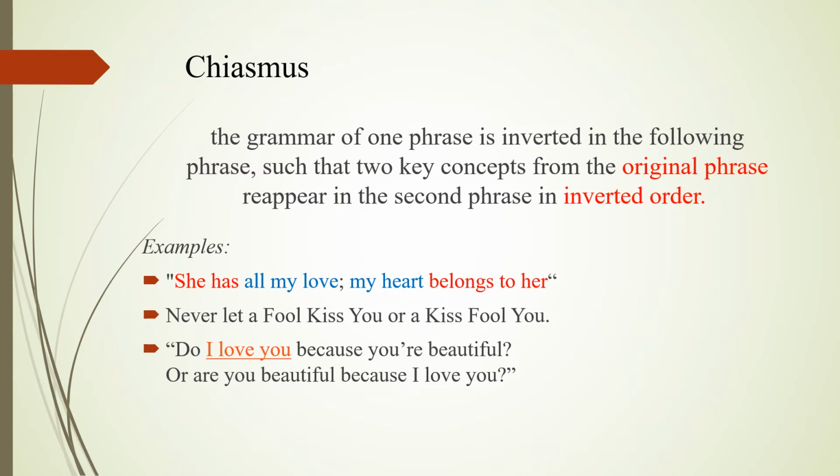Halimbawa, she has all my love. My heart belongs to her. Yung she has means possession o pagmamay-ari. Belongs pertains to pagmamay-ari. All my love means love. My heart pertains to love. So, same words, pinag-iba-iba lang yung position, but it created another idea. So, sa Tagalog na to, nasa kanya ang lahat ng aking pag-ibig. Ang buong puso ko ay sa kanya lamang.